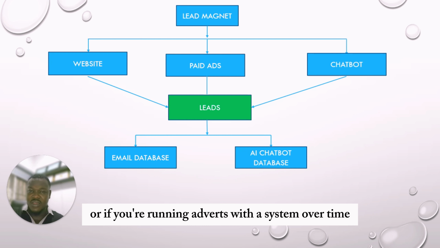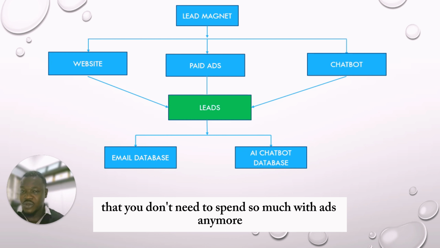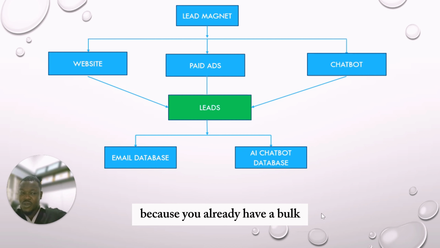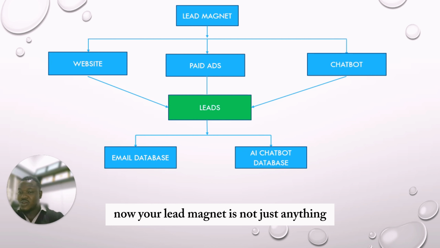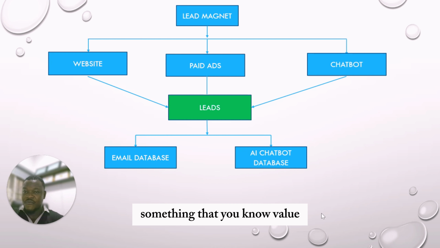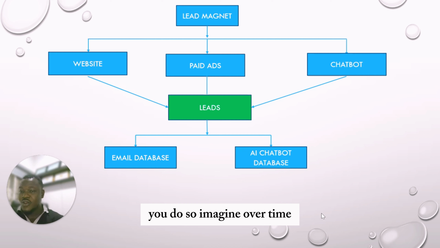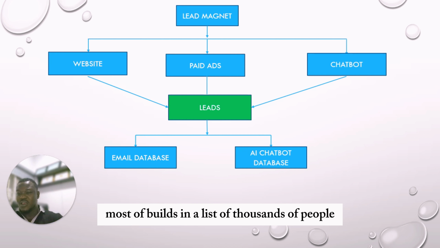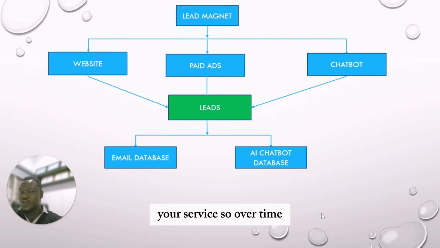But if you're running adverts with a system, over time, you build a huge community, so you don't need to spend so much on ads anymore because you already have a bulk number of leads who are interested in what you do. Now, your lead magnet is not just anything. It has to be something of value that is related to your business. So people who are actually coming for your lead magnet are people who have interest in the kind of business you do. Imagine over time, you must have built a list of thousands of people, if not millions of people, who are interested in your service. So over time, you don't run out of it.